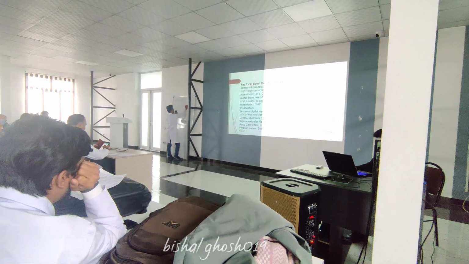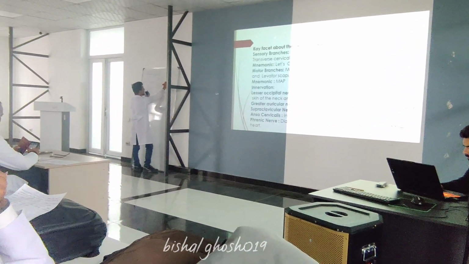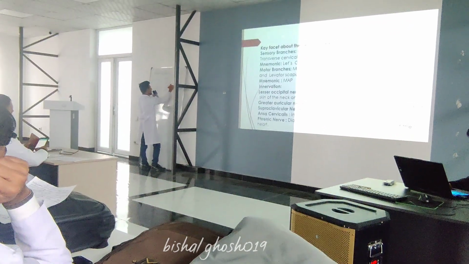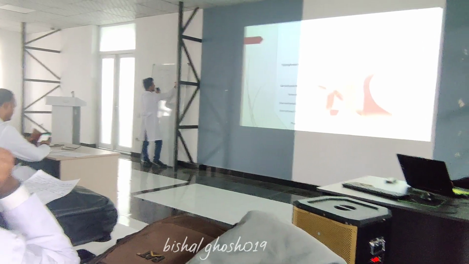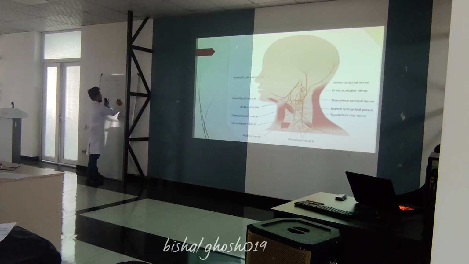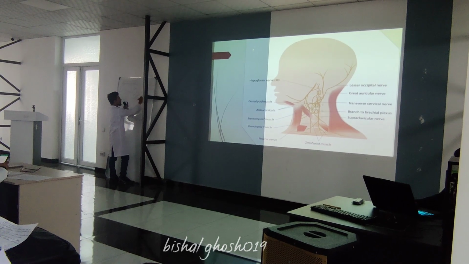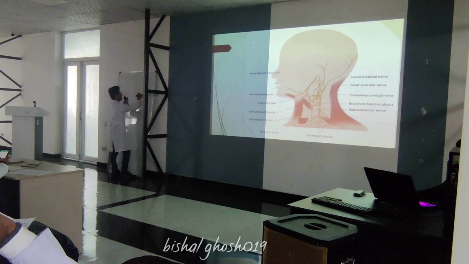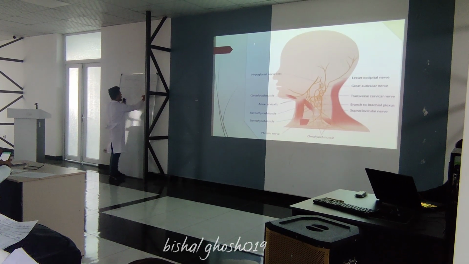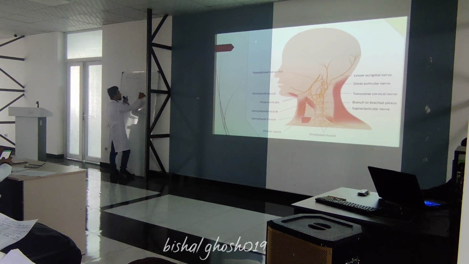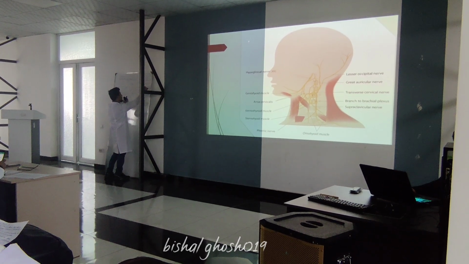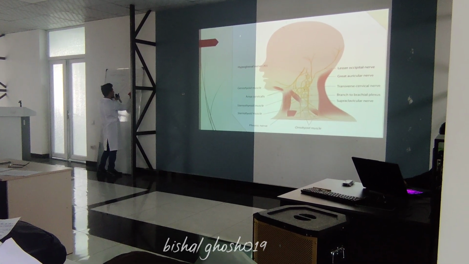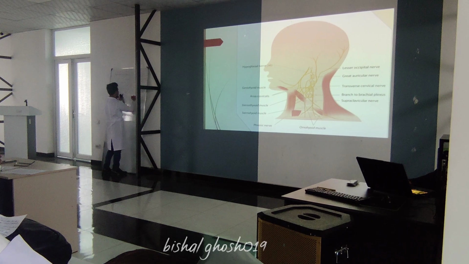The first one goes to the omohyoid, the second one goes to the sternohyoid, the third one is sternothyroid, and the fourth one is omohyoid. Here we see two omohyoid. Actually, this nerve goes to the superior part of omohyoid, and this nerve goes to the inferior part of omohyoid.